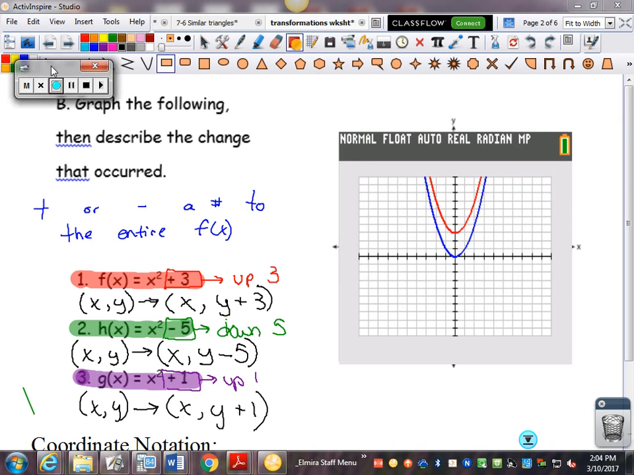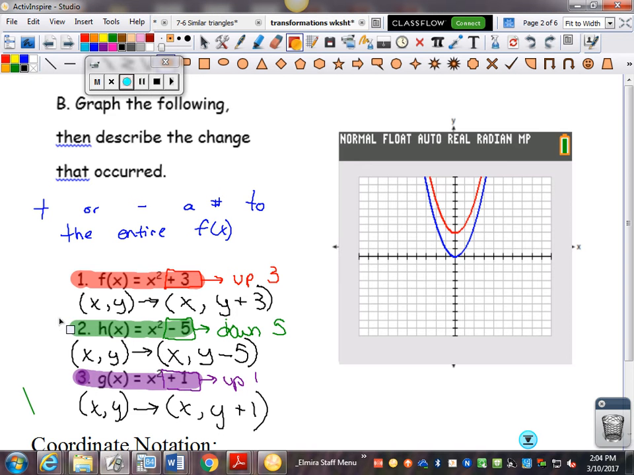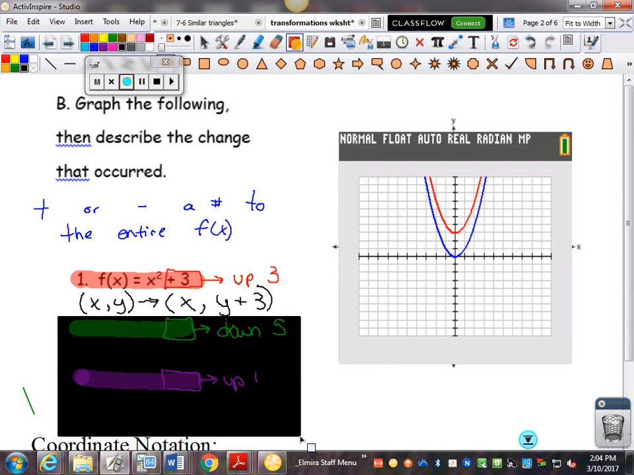Let me just cover up so we only look at one function at a time. Well, that was not effective.